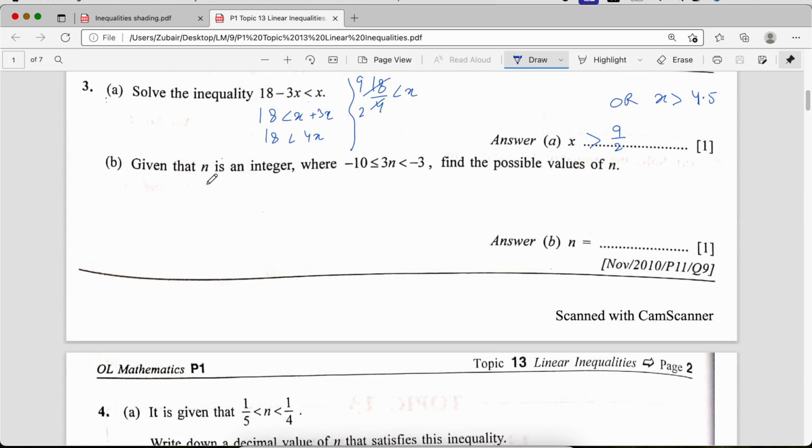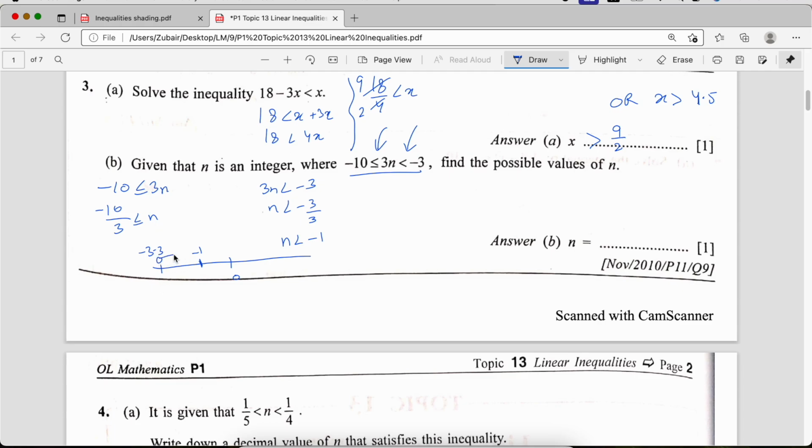B part says given that n is an integer where these are the inequalities. Now these are two inequalities. This is one sign, this is the other. So we first write one of these and then we write the next one. So I'm solving the left hand side, that is minus 10 divided by 3 is less than or equal to n, and the right hand side is minus 3 by 3. So n is less than minus 1 and n is greater than or equal to negative 10 by 3. 0 for reference. This is minus 1 and this is minus 3.33 something.